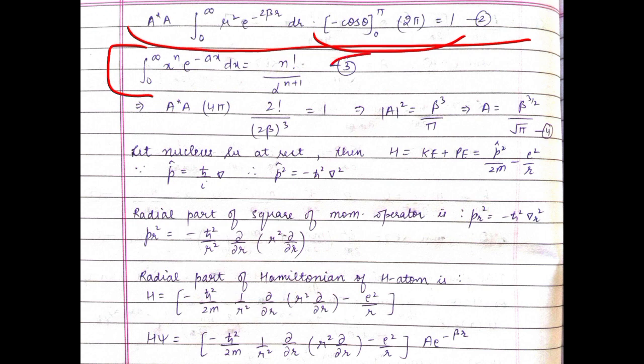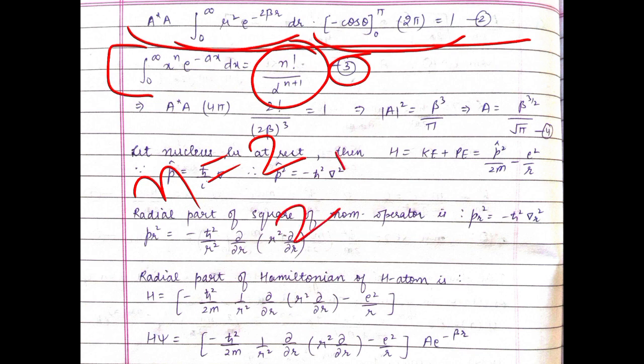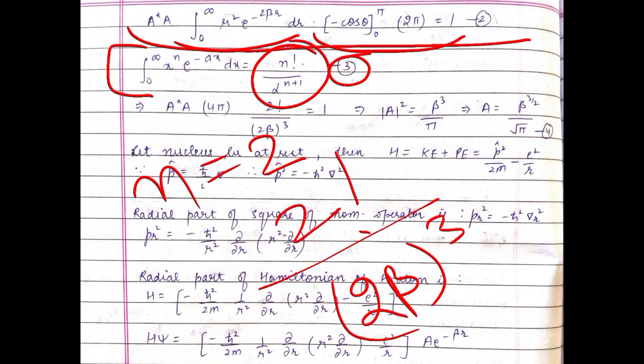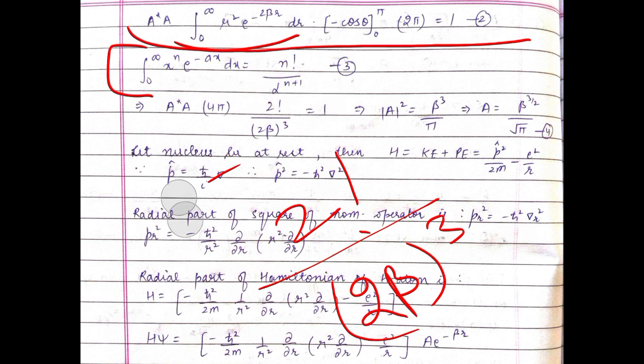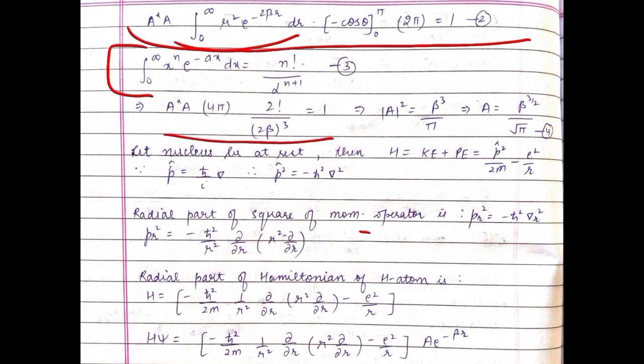By using this standard integral, equation number 3, we will solve this term. Here we know that n is equal to 2. So when we put this value of n in equation number 3, we will get 2 factorial upon, here alpha is 2 beta, so we will get 2 beta raised to the power 2 plus 1, which is 3. So we will get this equation.